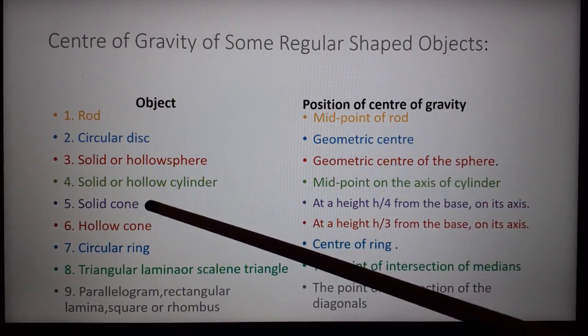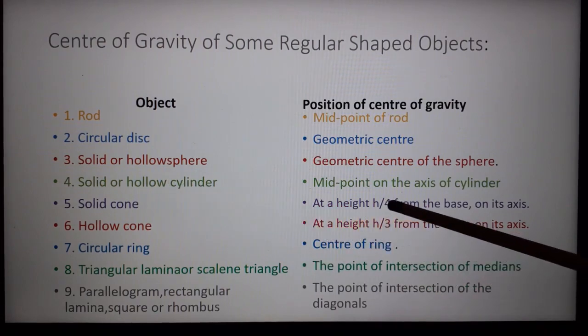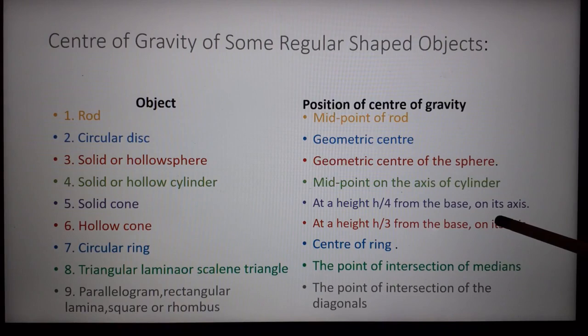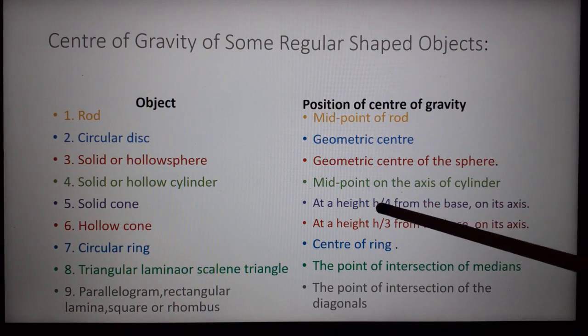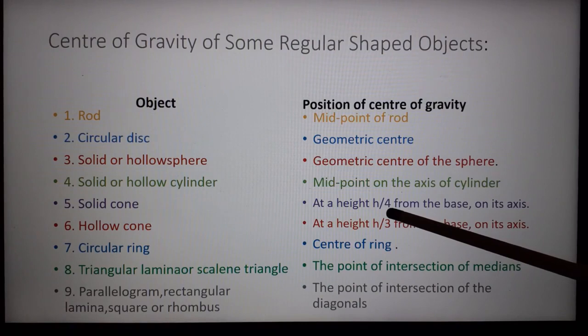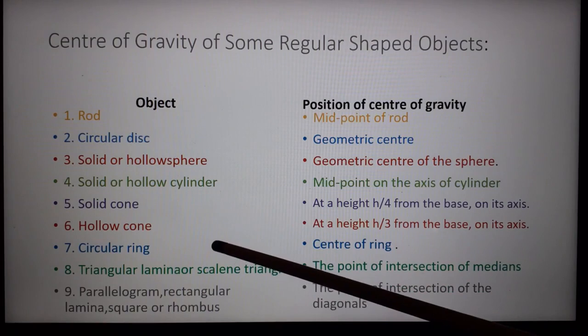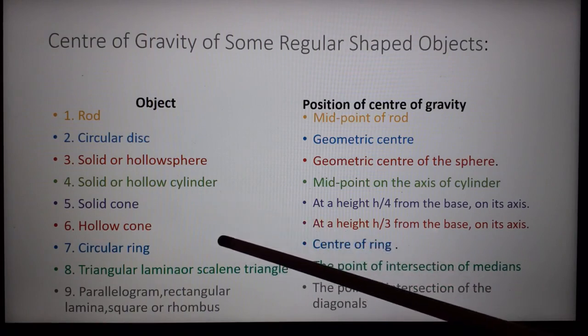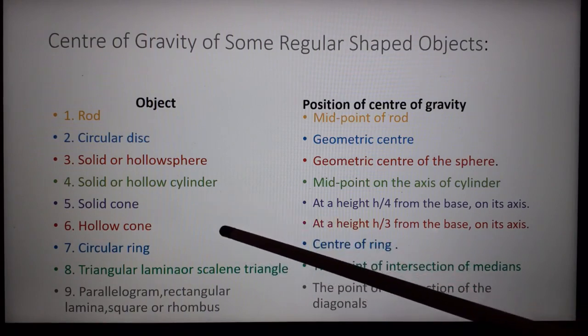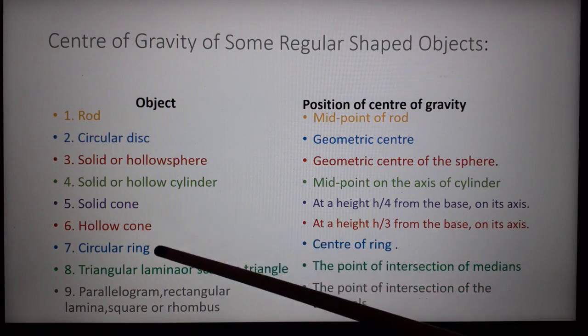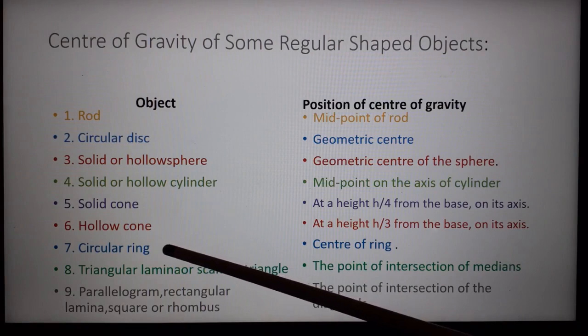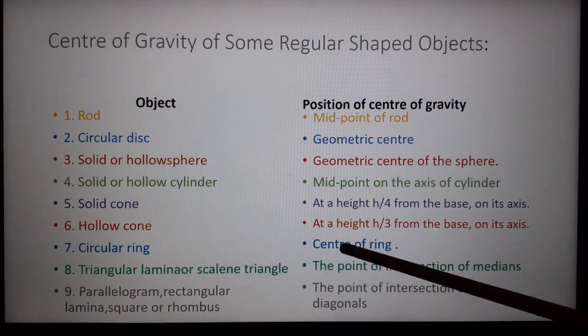For a solid cone, at height h by 4 from the base on its axis. For a cone you have to draw its axis, and at h by 4th part from the base lies its center of gravity. For a hollow cone you have to draw its axis, then divide that height into 3 parts, then at h by 3rd part from the base lies its center of gravity. Then for a circular ring, just now we observed, it is the center of the ring.